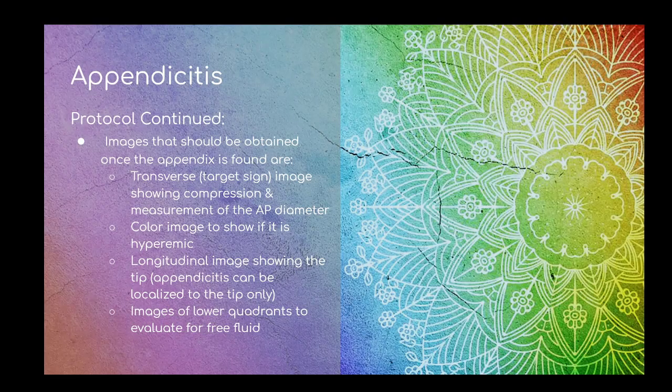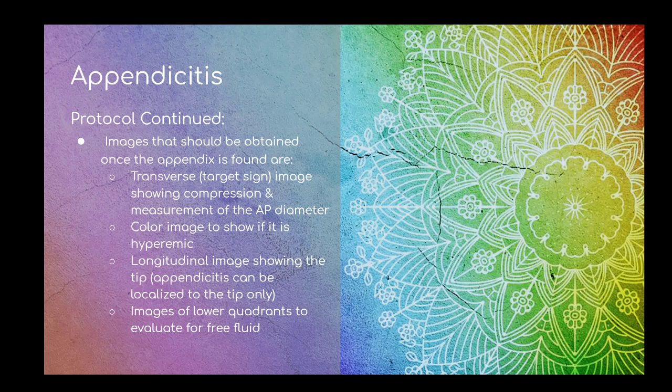We're also going to then make sure that we put color on the picture. I usually like to do it in transverse so we can really see color kind of lighting up all the walls of the appendix. And then we're going to switch to longitudinal.